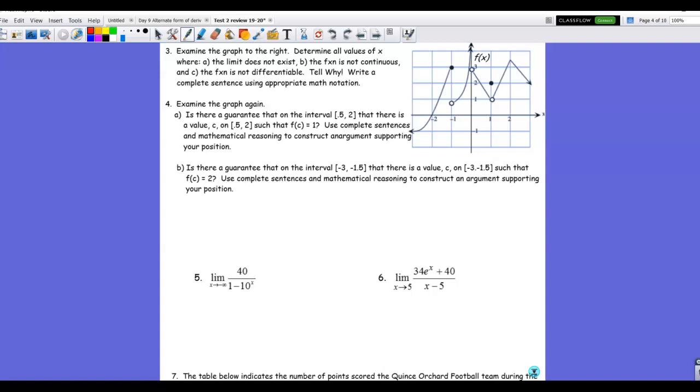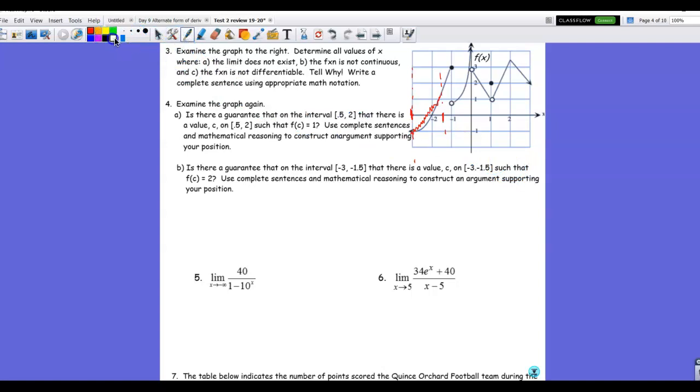We're looking at the same graph. So now we're changing the interval, and this time the interval is going to go from -3, so there's -1, -2, -3 is right here, to -1.5, which is about right here. So we're blocking the graph off here and here. In that region, we can see that this graph is a continuous function, so that's working to our favor. Is there a value c such that f of c is equal to a y value of 2? Use complete sentences and mathematical reasoning to construct an argument.